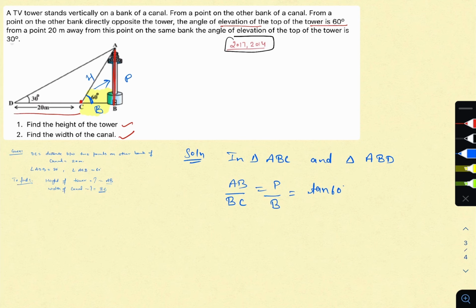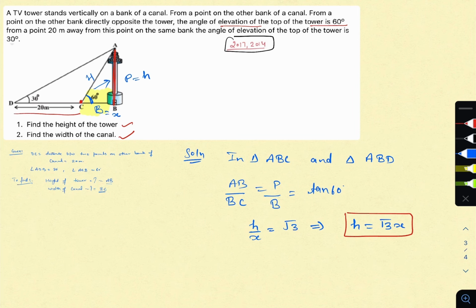Okay, so we don't know both the values here. We don't even know what the perpendicular and what the base is in this given triangle. No problem, we will get a relation here. If you wish, you can take the perpendicular as h, meaning the height, and the base you can take as x. So h upon x is equal to tan 60, that is root 3. This will give us one relation between the height and the width of the canal. Okay, so we got a relation.